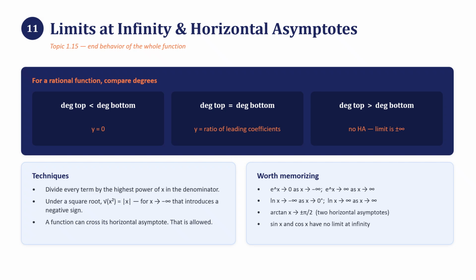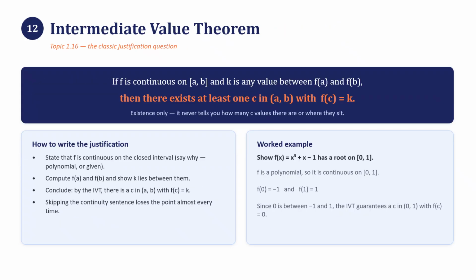Okay, next is limits at infinity and horizontal asymptotes. This is where we're trying to find out the different sorts of degrees. If the degree of the top is less than the degree of the bottom, then y is equal to 0. If the degree of the top is equal to the degree of the bottom, then you just take the ratio of the leading coefficients. And finally, if the degree of the top is greater than the degree of the bottom, there is a slant asymptote.